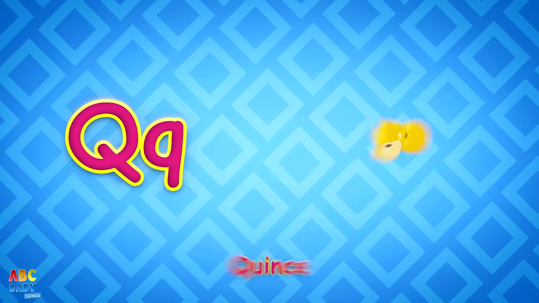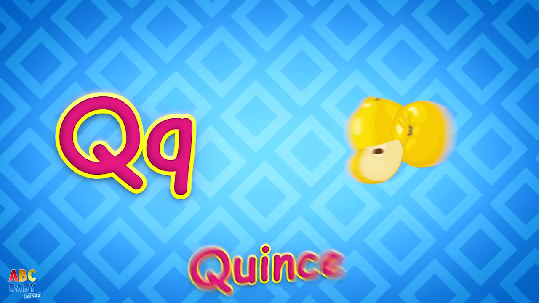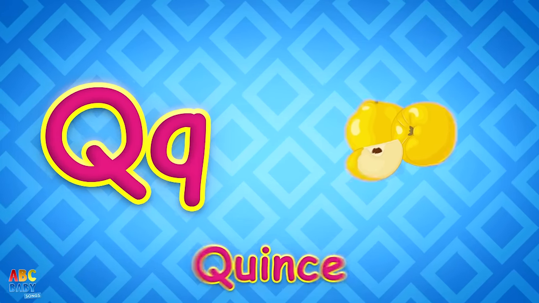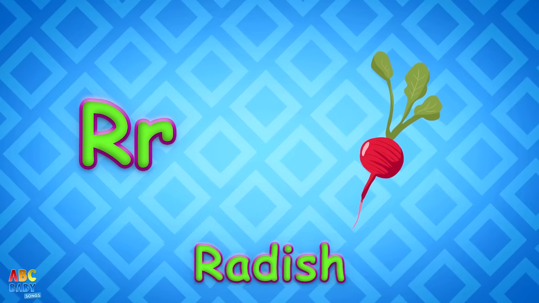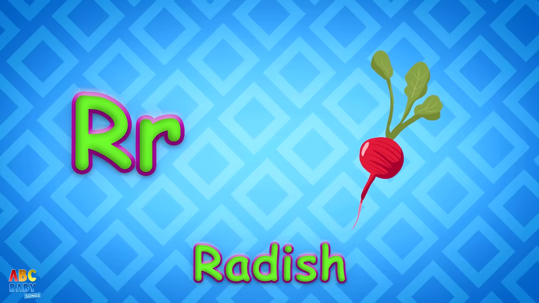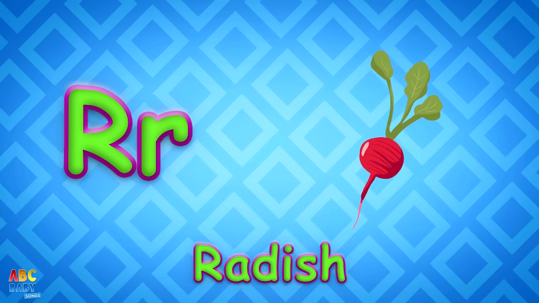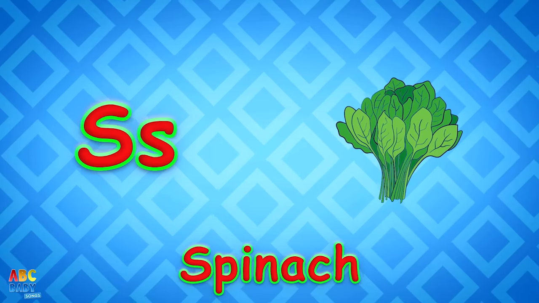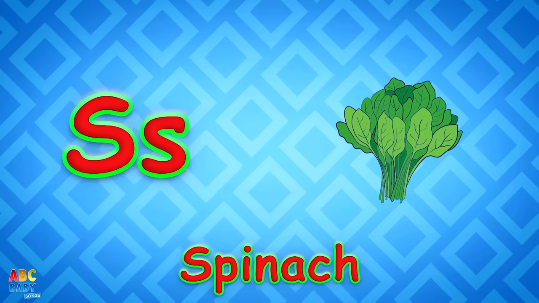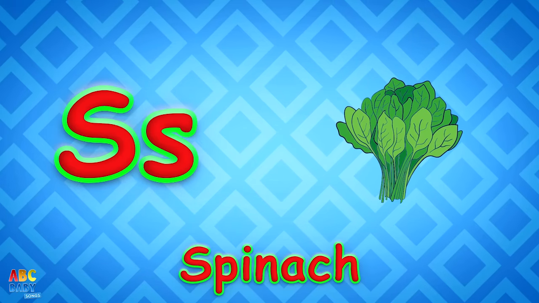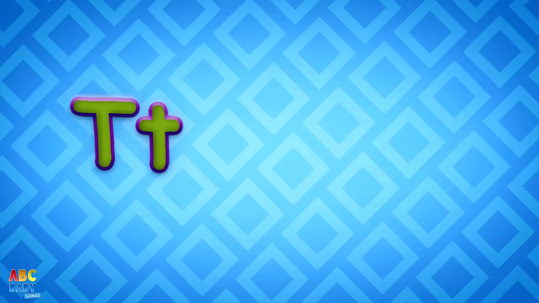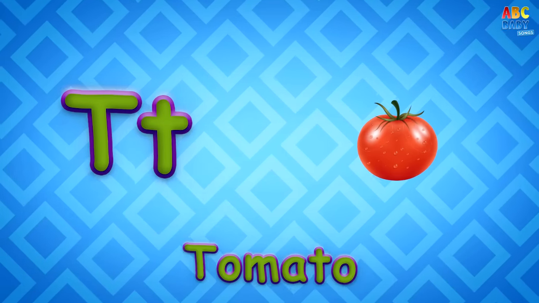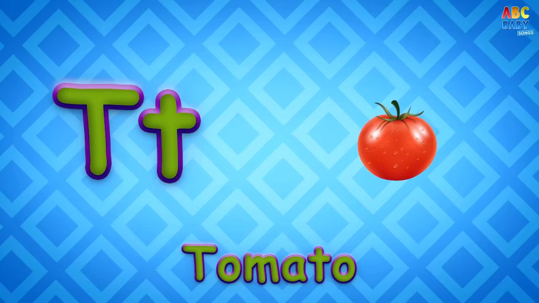Q is for quince, K, K, quince. R is for radish, R, R, radish. S is for spinach, S, spinach. T is for tomato, T, T, tomato.